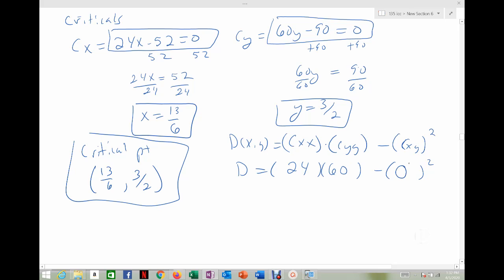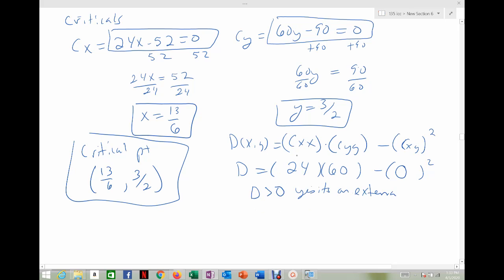There aren't any mixed variables. If I took the derivative of this with respect to y, there aren't any y's, so it zeroes away. Same thing with this one. Take the derivative of this one with respect to x. There are no x's, it zeroes away. And so this is just 24 times 60. Well, that's going to come out positive. So yes, it's an extrema.